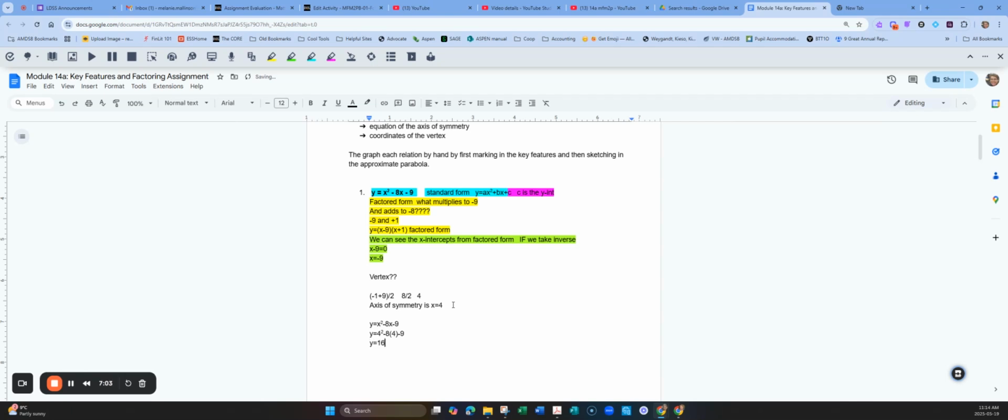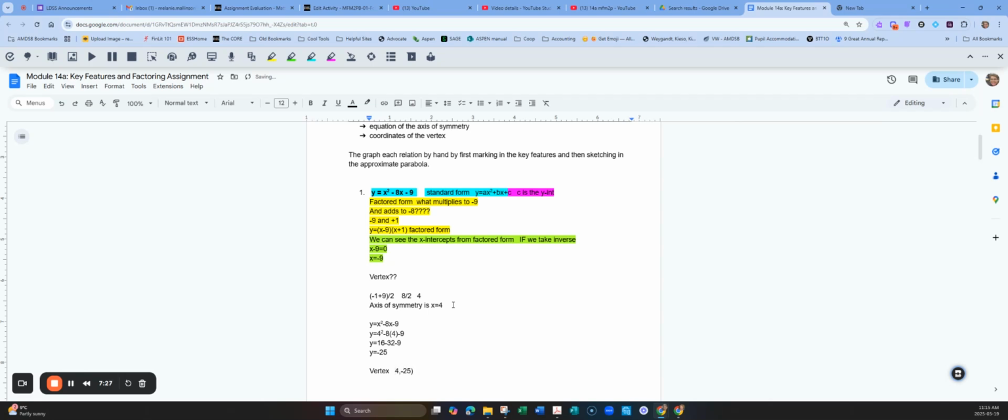That's going to be 4 times 4 is 16. 4 times 8 is 32, and I have a negative. It's negative 8 times 4. And then I have a negative 9. So I can do the math on that, and I can see that it's negative 25. So my vertex is going to be 4, negative 25.